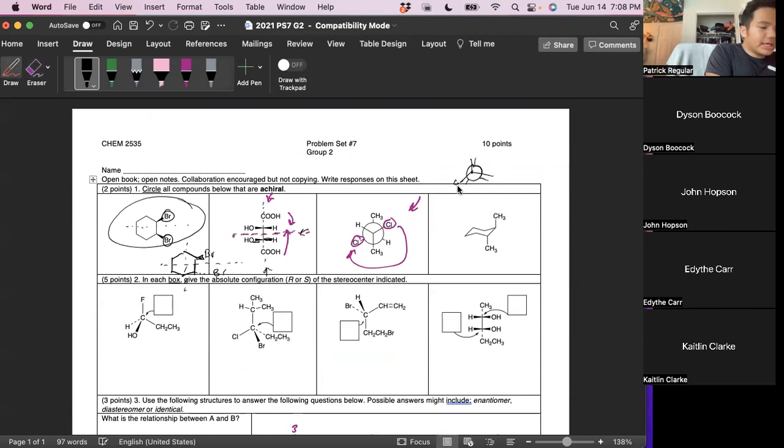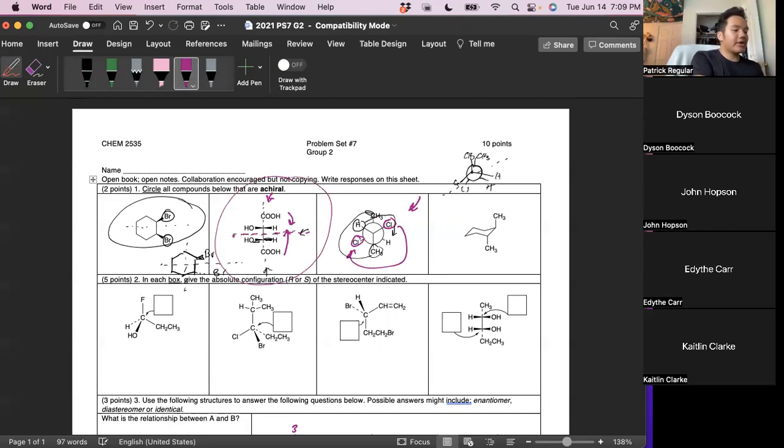Eclipsed. The Cls would match up. This would match up to here, and then that H would match up to there. CH3, CH3, H, H. There is an internal line of symmetry if you line them up in an eclipse formation. Thus, it is achiral. So this is achiral, and that's achiral. For this one, that goes back into chair conformations. I just revert it back into a cyclohexane with the dashes and wedges.